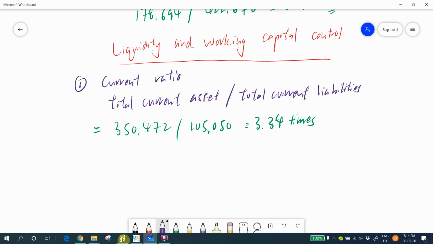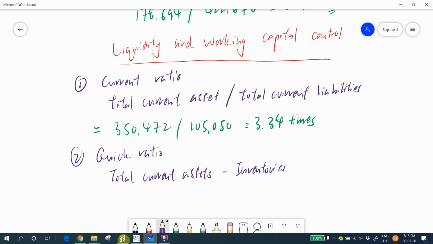Next, the next ratio will be more stringent, which we call quick ratio. For quick ratio, we use total current asset minus the inventory of the company and then divided by the total current liabilities.